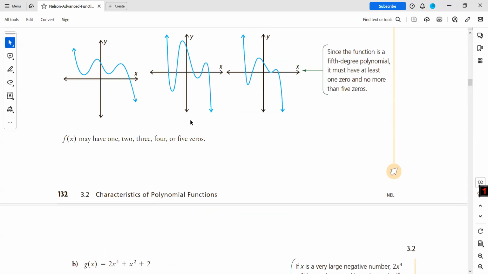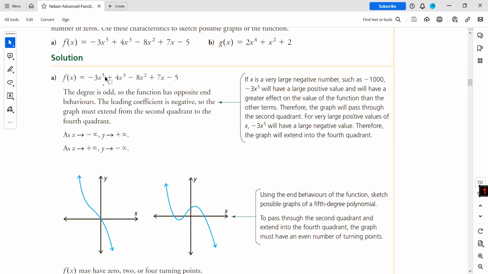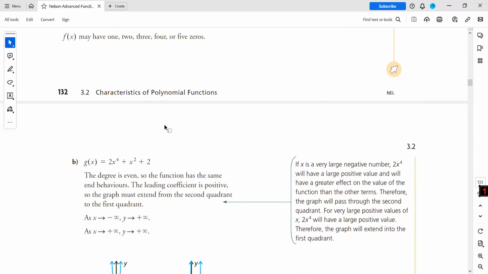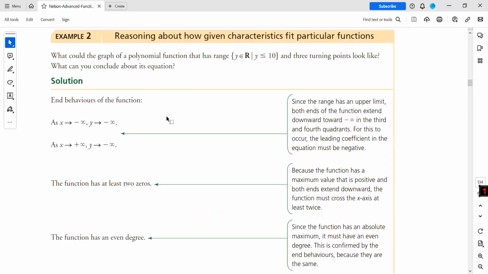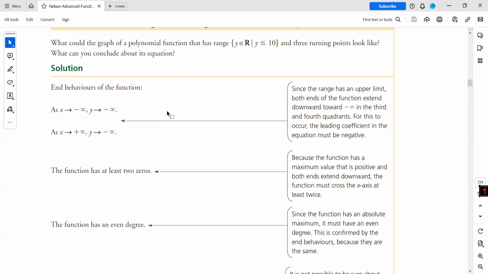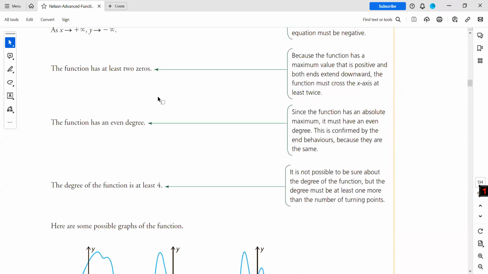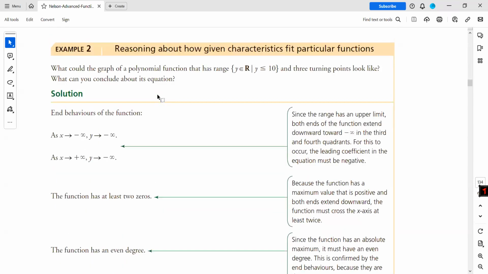Any questions about how to sketch or analyze polynomial functions based on their leading coefficient, degree of their exponent, thus number of turning points, and number of zeros, etc. And behavior. Any questions about any of those things? No questions? Okay.